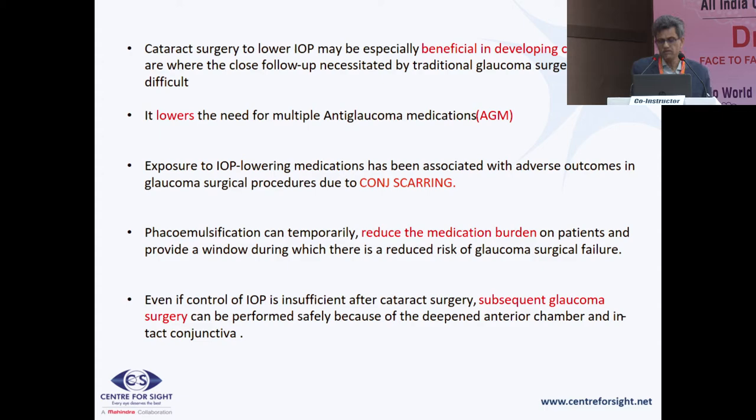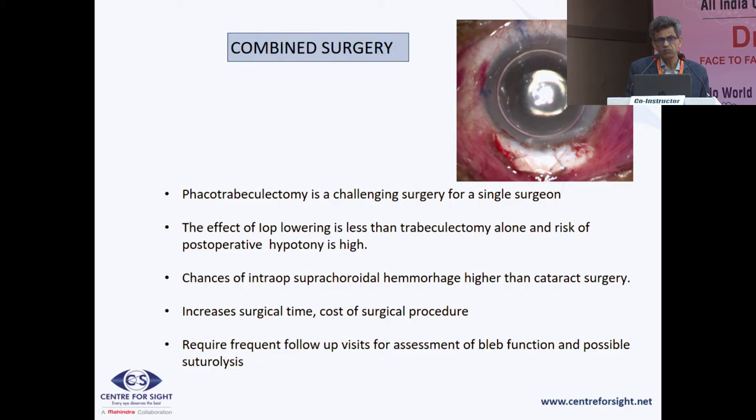Combined surgeries are more difficult, much, much more difficult. Even a busy practitioner is not doing more than one or two or three TRABs if he's a cataract surgeon. So to do a combined is not a joke. Their failure rate is higher in controlling pressure as compared to a plain trabeculectomy. So, and the chances of wipe out, this and that, all of them are there.